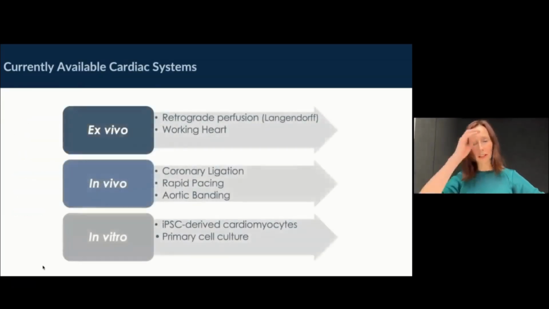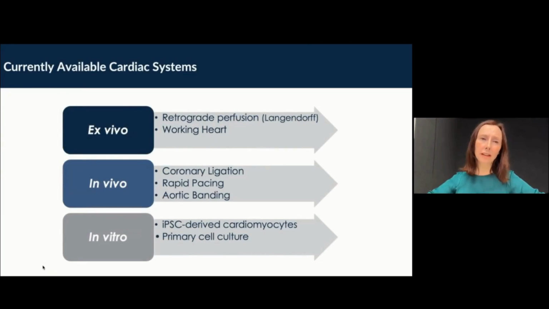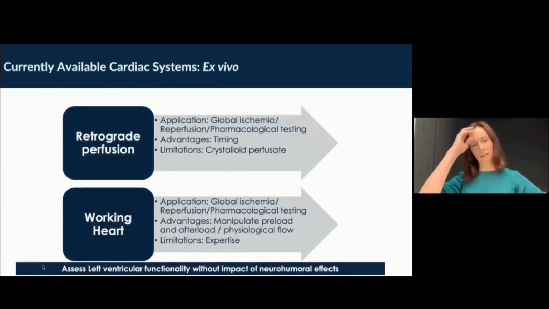So without further ado, let's have a look at some of the currently available cardiac systems in which we do our main research. So obviously there's ex vivo perfusion applications. These are our retrograde and our working heart approaches. We could also use in vivo approaches, which are things like our coronary ligation, rapid pacing, and aortic banding. Lastly, there are those in vitro approaches that some of you might be using out there. And these are really using the iPSC-derived cardiac myocytes and primary cell cultures. So let's take a little bit of a look at each of them in a little bit more detail.